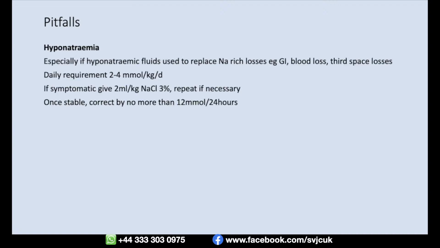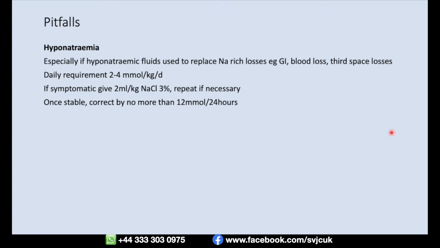So we'll just talk a little bit about some pitfalls of fluid administration. First thing is hyponatremia, and I mentioned earlier that often hyponatremic fluids, so sodium chloride 0.45 or 0.22 or 0.18 was sort of the mainstay of IV fluids for children, but this has really changed. It's sort of dangerous really to give hyponatremic fluids, especially to a child who's losing sodium rich fluids, so they're vomiting or they have diarrhea.